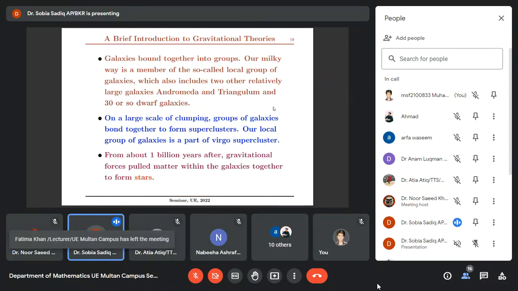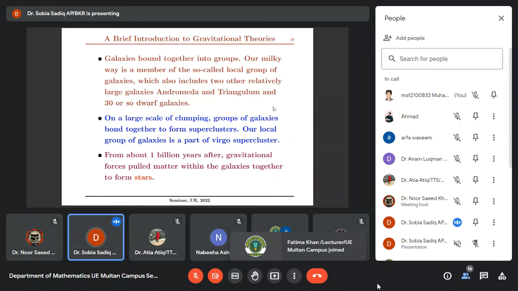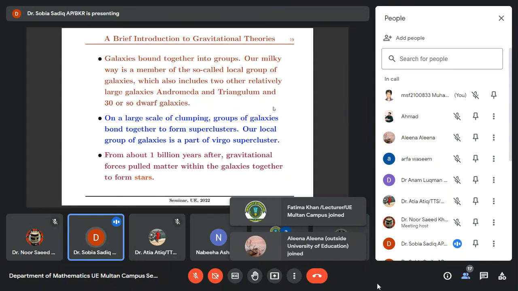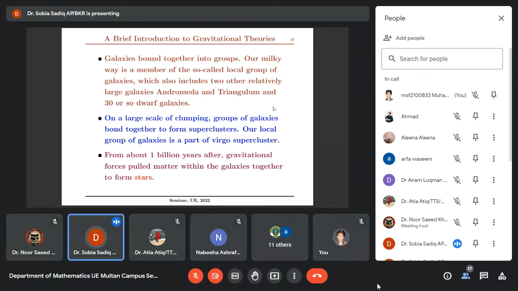Galaxies bound together into groups. Our Milky Way is a member of the so-called Local Group of galaxies, which also includes two other relatively larger galaxies, Andromeda and Triangulum, and 30 or so dwarf galaxies. On a larger scale of clumping, groups of galaxies bound together to form superclusters. Our Local Group of galaxies is a part of the Virgo Supercluster. From about 1 billion years after, gravitational forces pulled matter within the galaxies together to form stars.